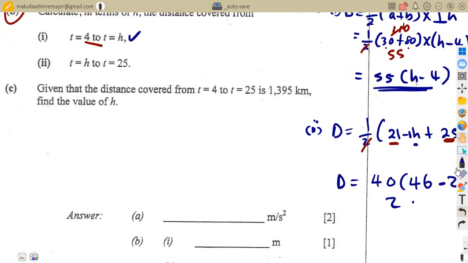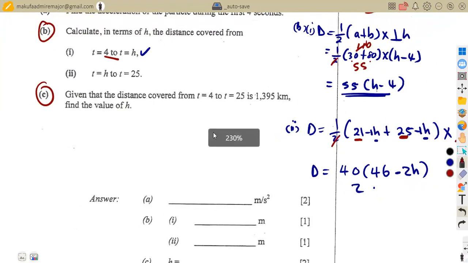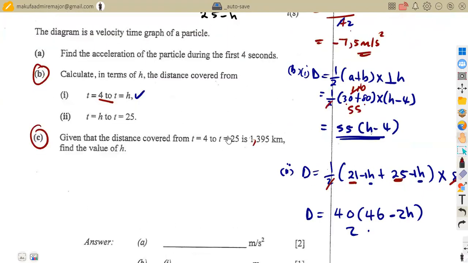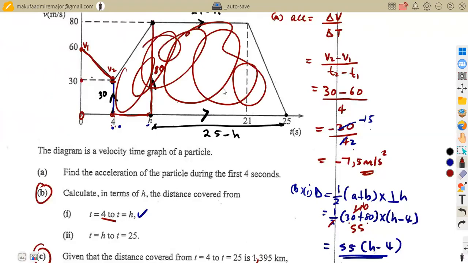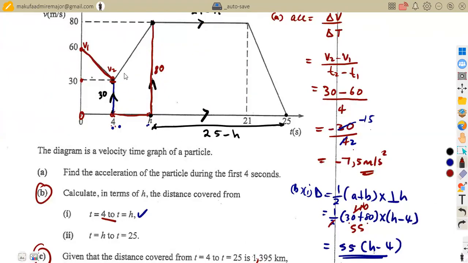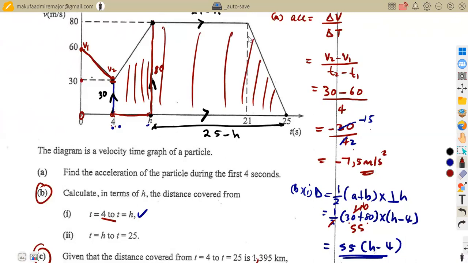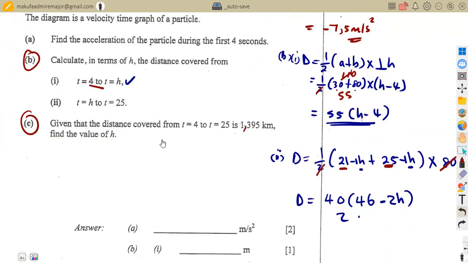All right. Then now on item C they are saying, given that the distance covered from t is equal to 4 up to t is equal to 25 is 1.395 kilometers, find the value of h. They are saying the distance that was covered from t is equal to 4 up to t is equal to 25. Here from 4 up to 25, they are referring to this whole part here. Remember, as before, we calculated the distance of this part in terms of h. So if we combine it, we must get the numerical value of this distance that we are given.